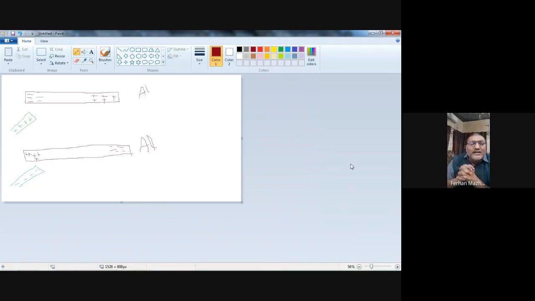In both these examples, we have brought a charged body near a piece of metal. We have brought a charged body near one end of a metal piece. And we have observed that when you bring a charged body near one end of a metal rod, two opposite charges are created on both the sides of the rod.